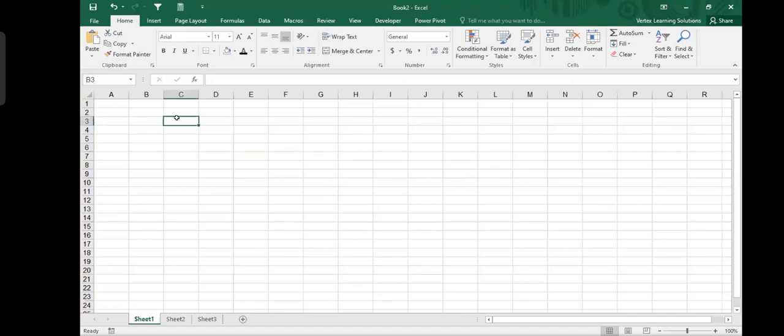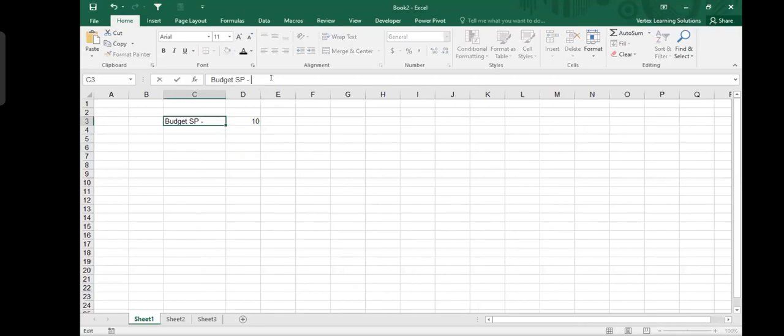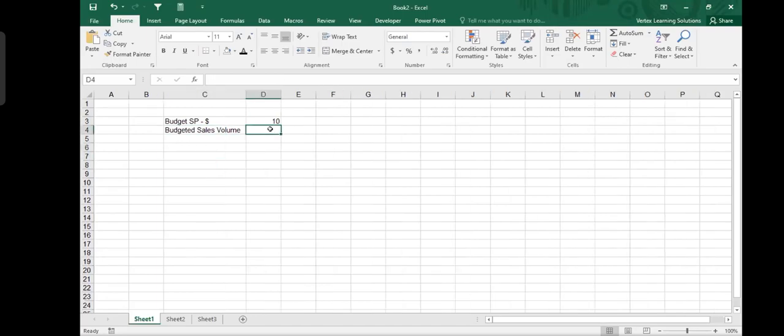Let's suppose that your budgeted selling price was $10. Budgeted selling price in dollars was 10. Your budgeted sales volume is, let's suppose, 1,000 units. Okay.